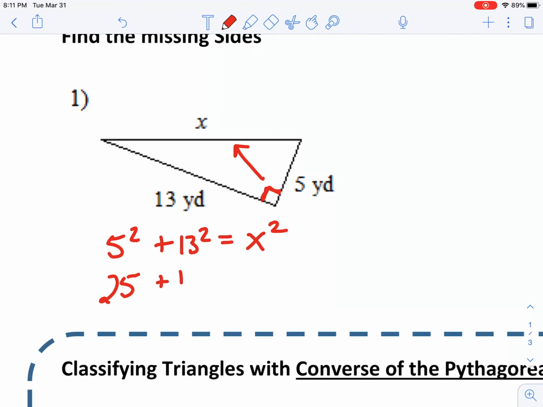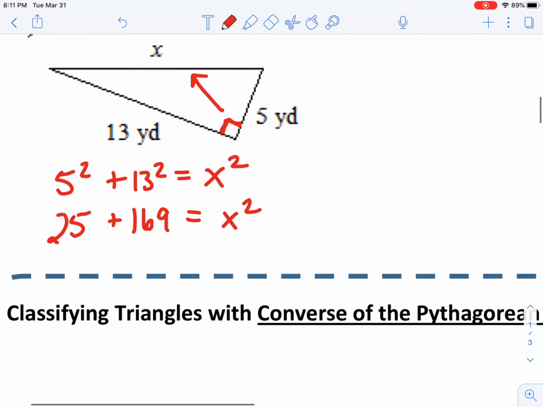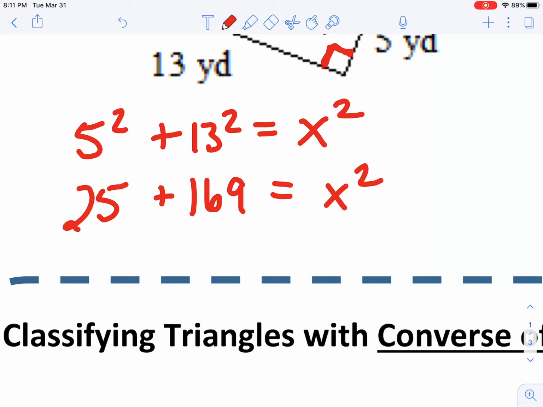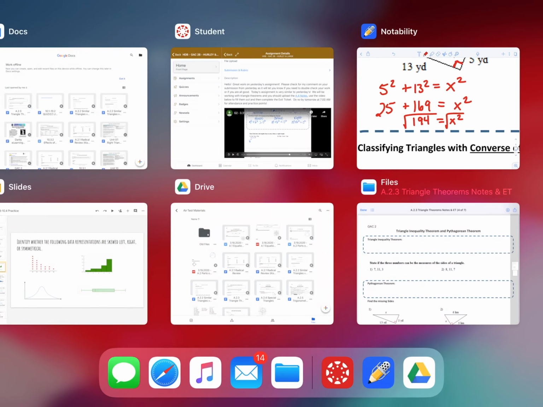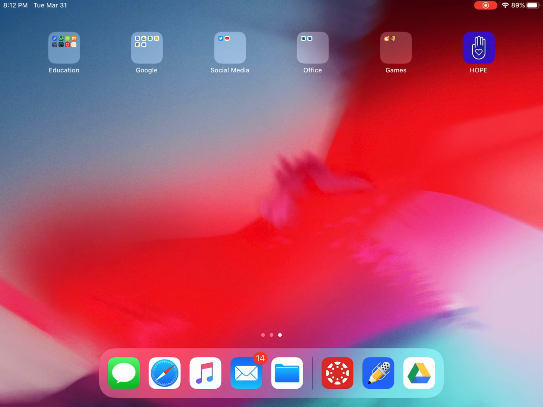5 squared is 25. 13 squared is 169. Combine those and you get 194. So take the square root of that. Square root of 194 is, let's take a look in the calculator here. Actually, if we use Desmos, it might be a little bit quicker.